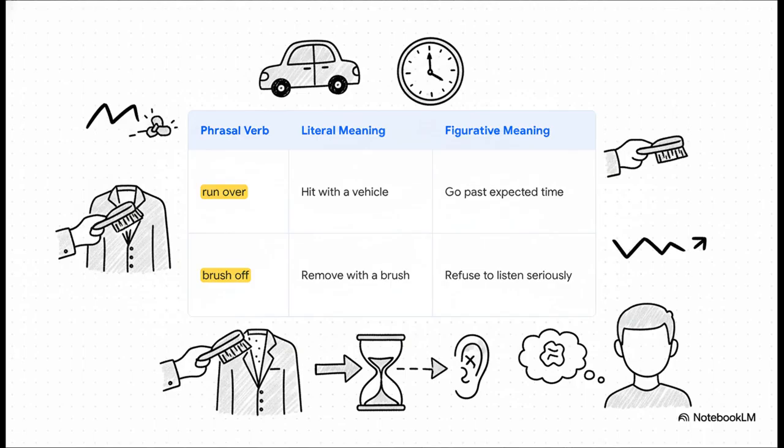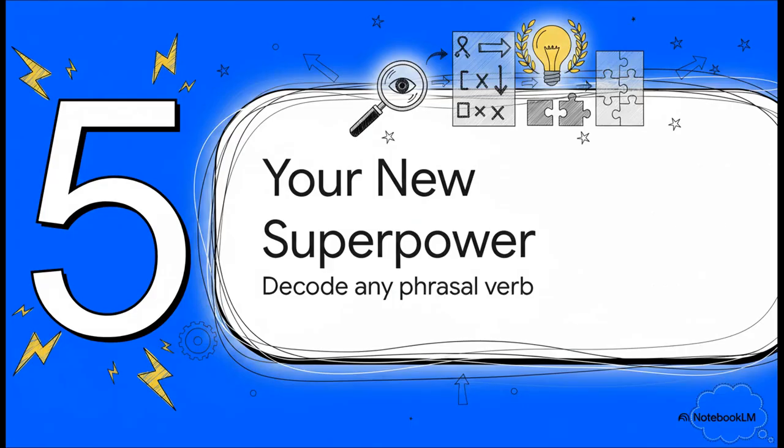Or think about brush off. Literally, you brush dust off your jacket. Metaphorically, you brush off someone's idea, you dismiss it, just like it's a piece of lint. The physical action becomes a kind of blueprint for the abstract idea. So, what does this all mean for you? It means you now have a tool. A superpower, really. You no longer have to see a brand new phrasal verb and panic. You can actually analyze it, decode it, and make a really good guess about what it means.